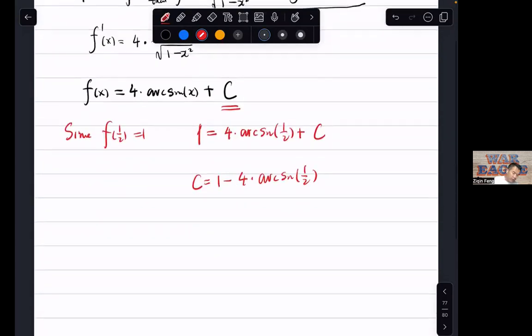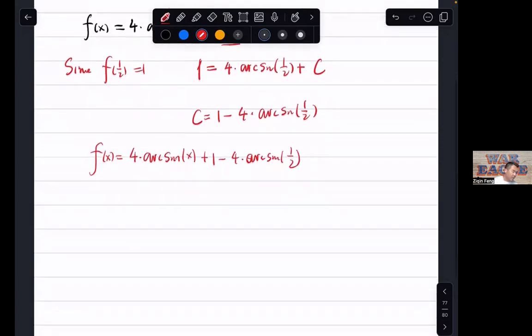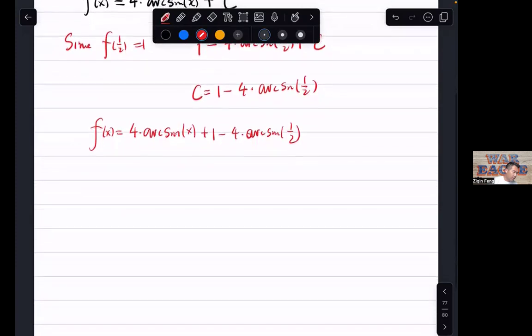So our final answer for the problem is f of x equals 4 times arc sine of x plus 1 minus 4 times arc sine of 1/2. So that's the answer for this problem. Basically, you are given some restriction on a function, and we want to identify the function that satisfies the given conditions. Now let's see one more example.